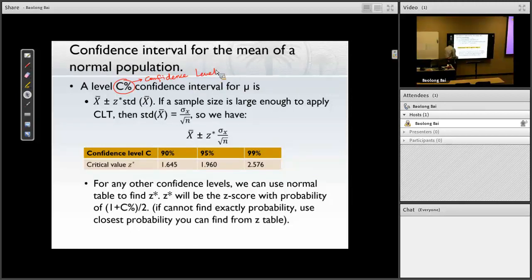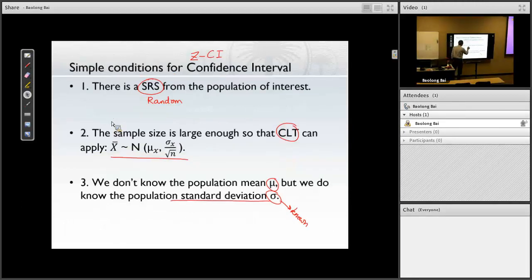Then for any confidence level, the calculation of the confidence interval will use the sample mean X bar plus and minus z star times the standard deviation of X bar. Basically X bar is your sample mean, and the standard deviation of X bar equals what? That comes from the central limit theorem, right? The term here is the standard deviation of X bar.